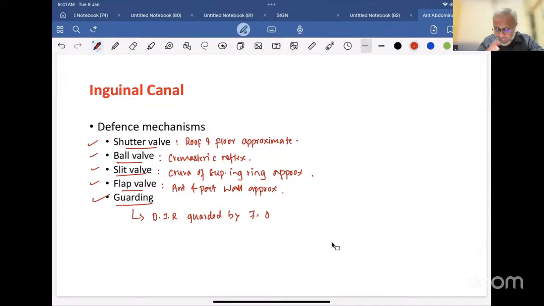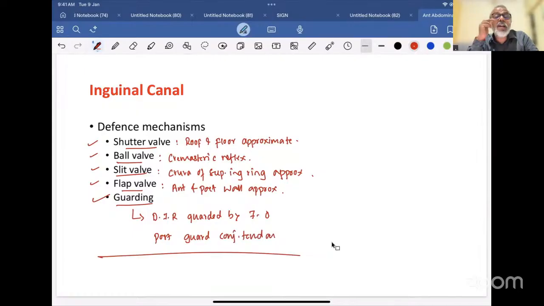Then what do we write? Remember, posteriorly, the guarding is done by the conjoint tendon. So this we can mention for the guarding mechanism. So mentioning these 5 mechanisms for the defense mechanism of inguinal canal is a must. This itself could be a 3-marker or a 5-marker question. Then how do we end the answer of inguinal canal?